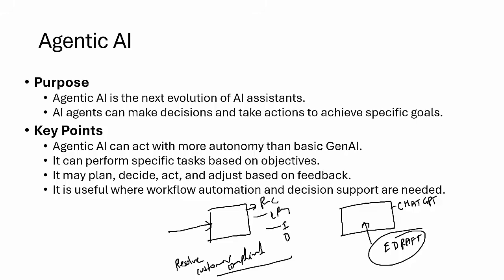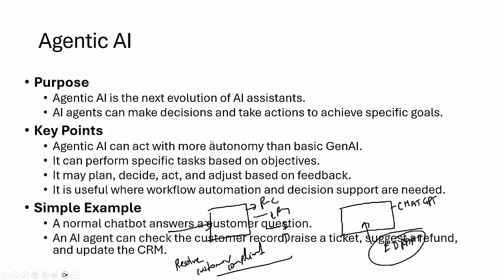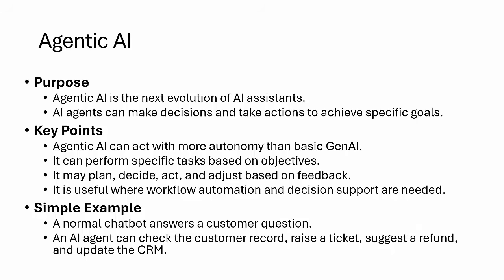Normally you ask an assistant, what should I pack for Bangalore? It gives you a list, but agentic AI acts like an assistant. It plans your Bangalore trip, checks your calendar, books a flight and everything. So agentic AI is the next evolution of the AI assistant. It can make decisions and take actions to achieve specific goals. It can act with more autonomy than basic AI, performs specific tasks, and is more goal-oriented. Another simple example: a normal chatbot answers a customer question, but an AI agent checks the customer record, raises a ticket and so on.